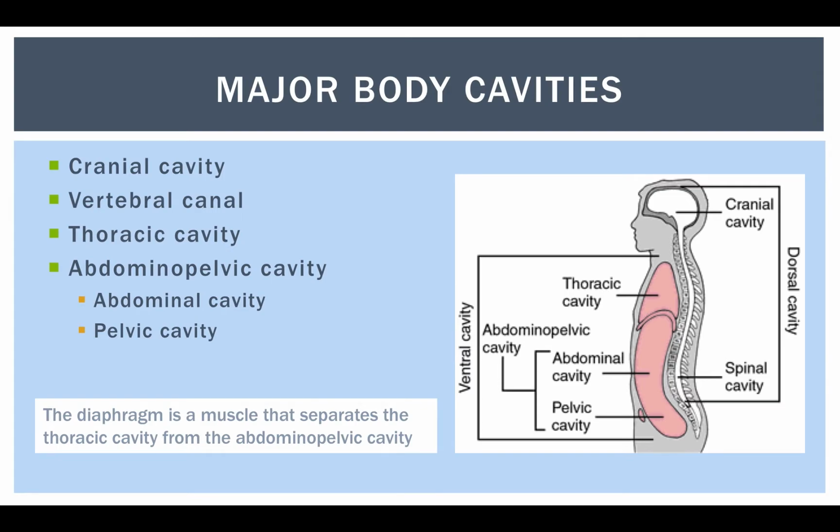So these are the major body cavities that we're going to talk about. You have your cranial cavity, vertebral canal, thoracic cavity, and the abdominopelvic cavity, which can be further divided into the abdominal cavity and the pelvic cavity, as seen in this diagram. The diaphragm is an important muscle. It's used in breathing, and it separates the thoracic cavity from the abdominopelvic cavity. And you can see it right here in this side view of the cavities.